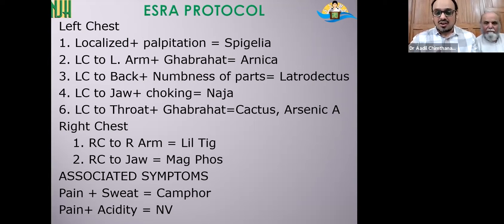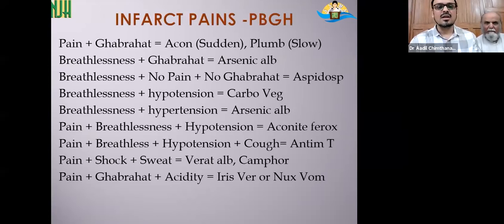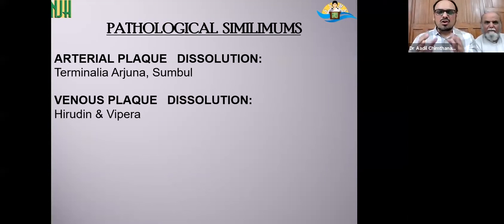In fact, inferior wall MI or inferior wall ischemia, which is very common in diabetics, Nux vomica tends to that. Certain pathological similitudes: we have observed in practice, and it is proven beyond doubt with various studies, that Terminalia arjuna and mother tincture Crataegus, given for a long time, 1x, 2x, or 3x, or mother tinctures, actually decrease the plaque size. Angiographically, we have proven it, and we are quite happy.